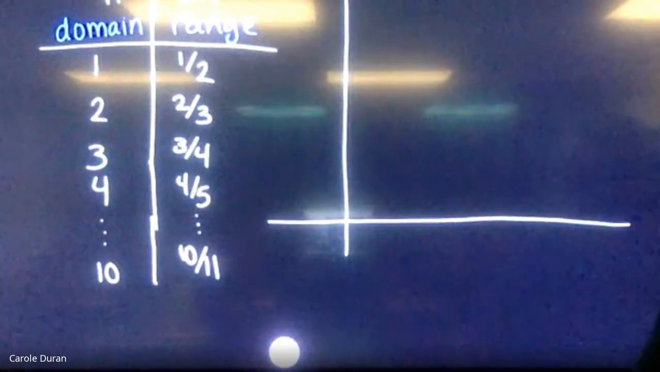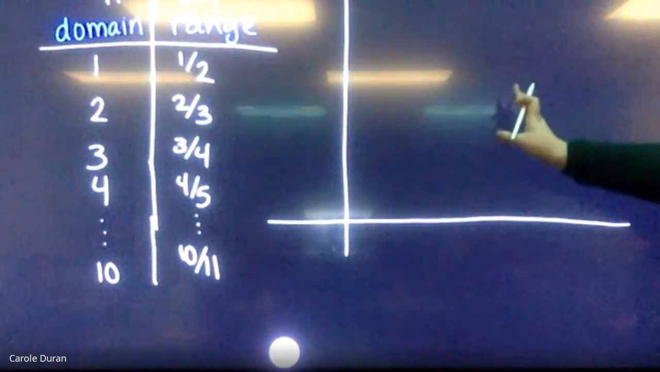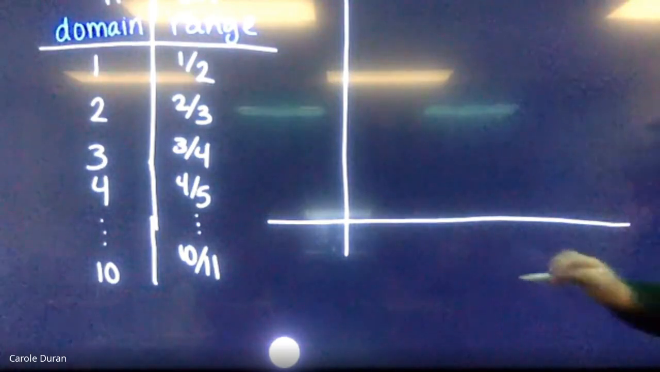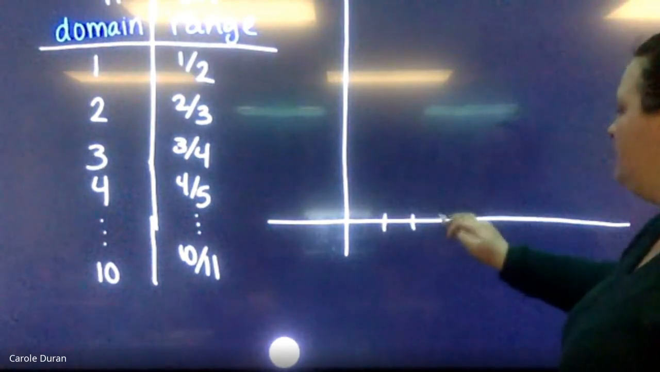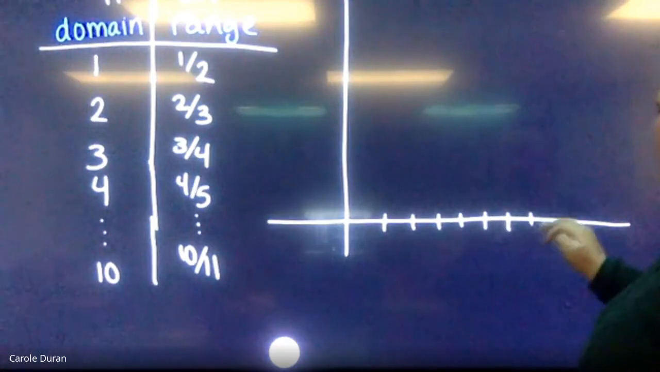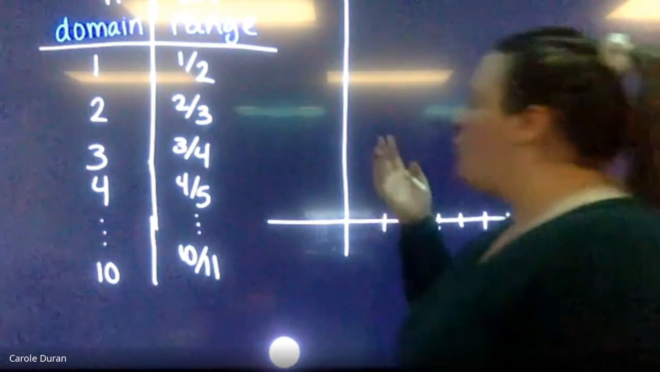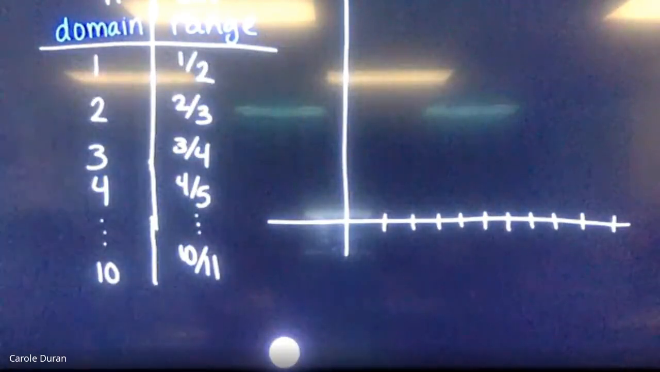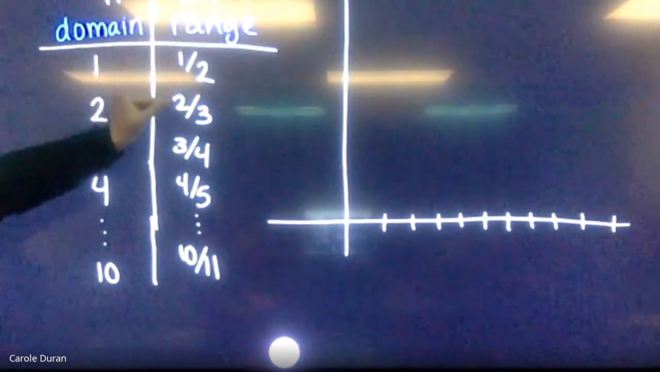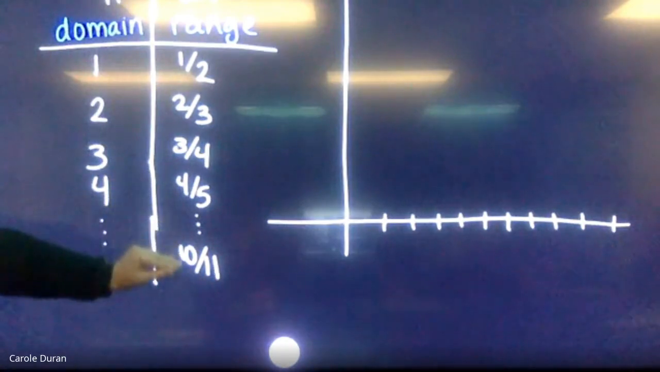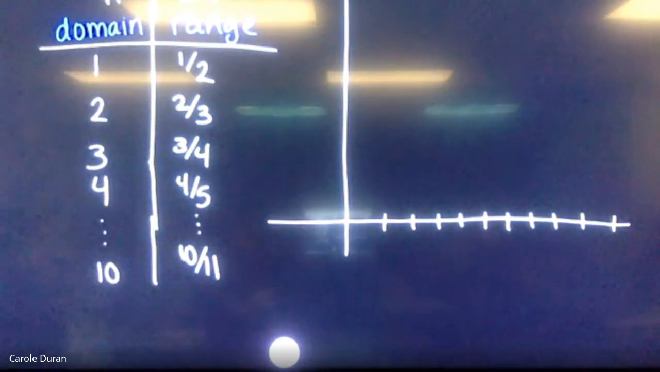None of these are negative values, so I can look primarily in quadrant 1, because everything here was positive. On my x-axis, I'm gonna go from 1 to 10. And then what was the biggest y value I got from this table so far? 10/11ths. So what I noticed is that these values are getting increasingly closer to what number? 1. So that needs to be the largest y value I put on my graph.